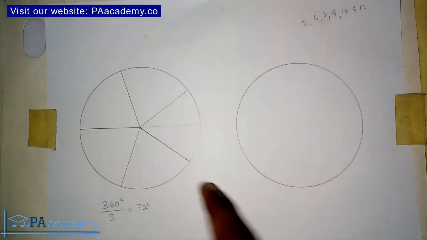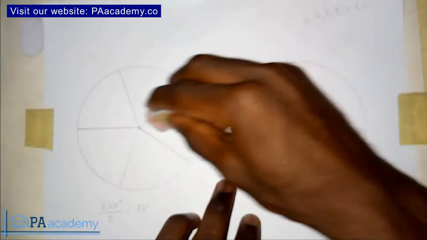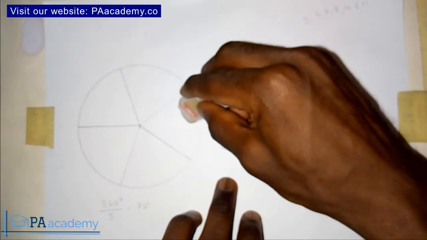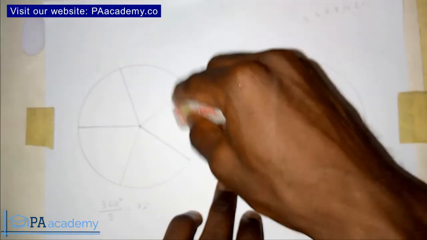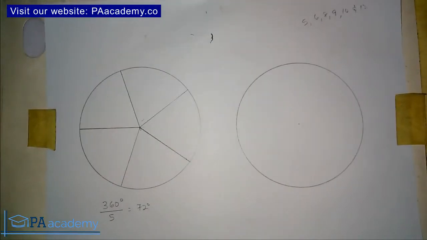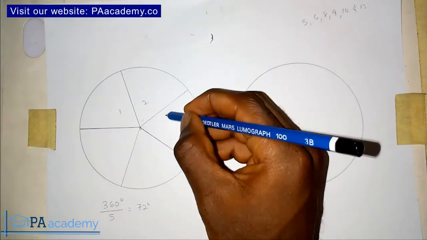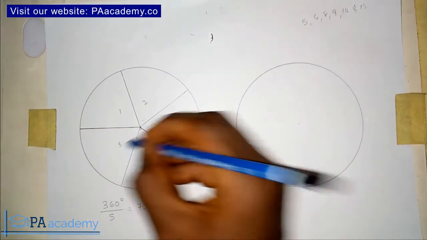If you notice that this line is still showing, you can just clean it up. Remember, this is not part of it. We just made it faint so that we can place our protractor properly. So with that now, we have been able to divide the circle into 5. So this is 1, 2, 3, 4, 5 equal parts.